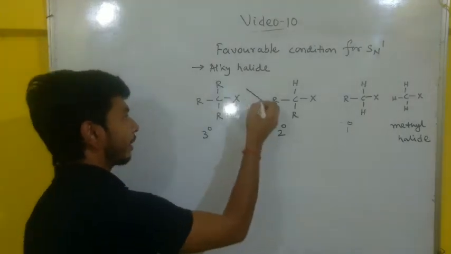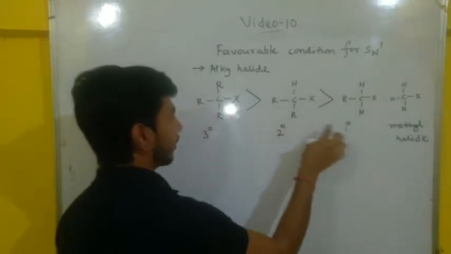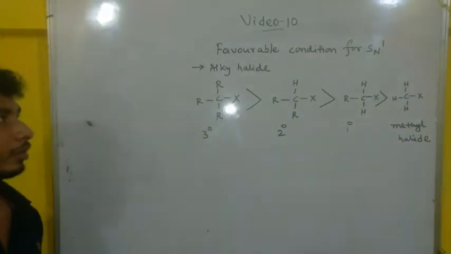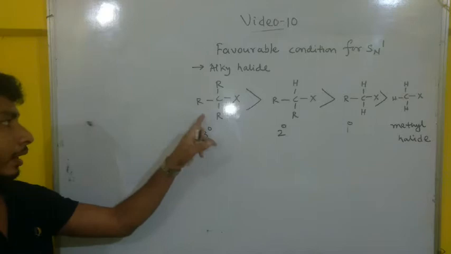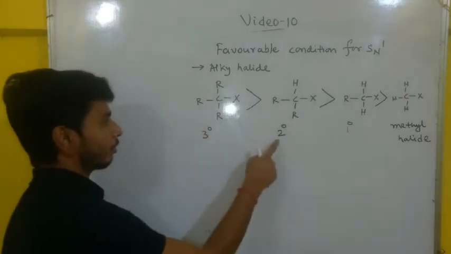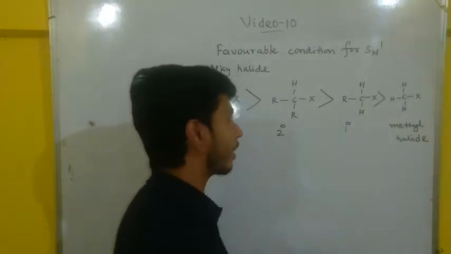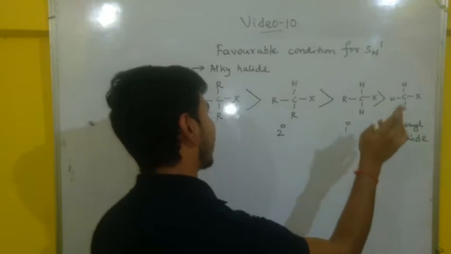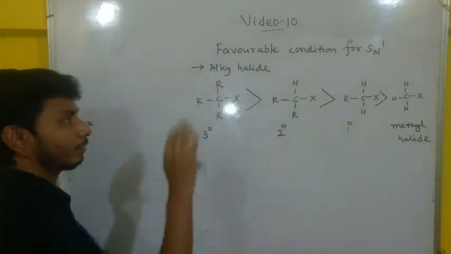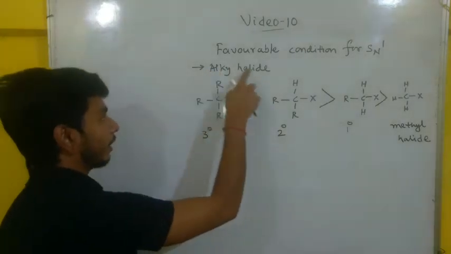Now 3 degree alkyl halide is more reactive than 2 degree, 2 degree is more reactive than 1 degree, and 1 degree is more reactive than methyl halide. The 3 degree alkyl halide generally shows SN1 reaction. Methyl halide generally does not follow SN1 reaction, while 3 degree alkyl halide always follows the SN1 reaction. So first is the alkyl halide.